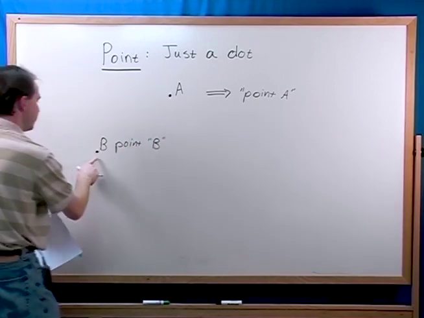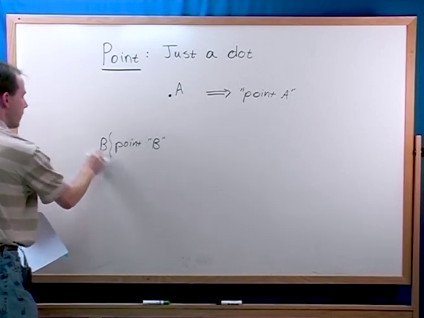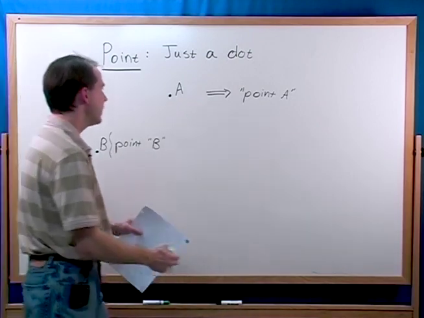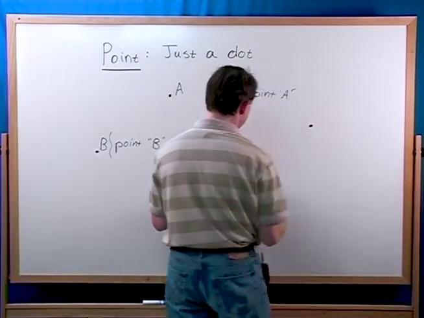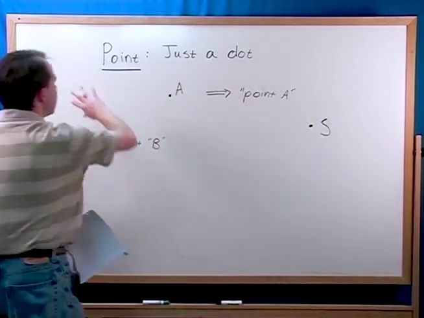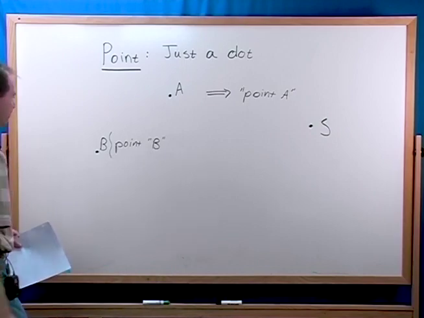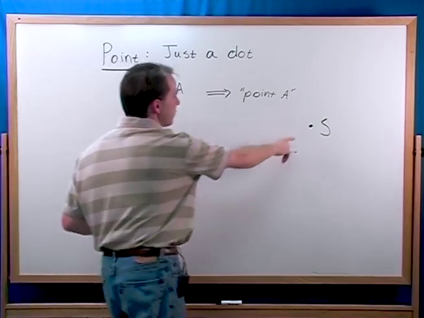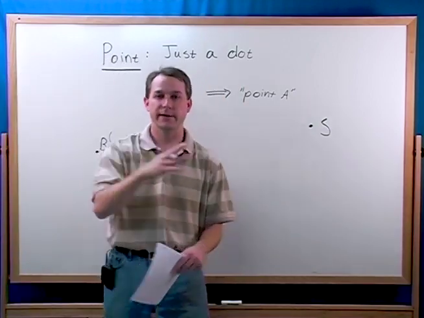You can have another point over here, and we can call that point B. So you put a dot and a letter here, and the letter is just a label. And you can have another point over here, you can call that point S. So you can define lots of points. This concept isn't very hard. A point here, a point here, point here, point here. Those are on a plane.